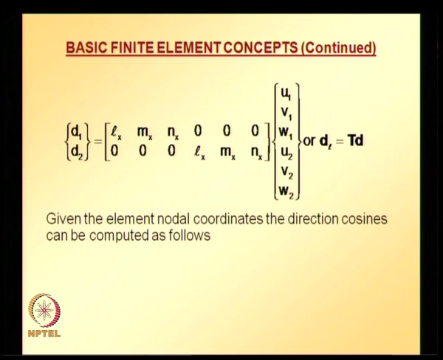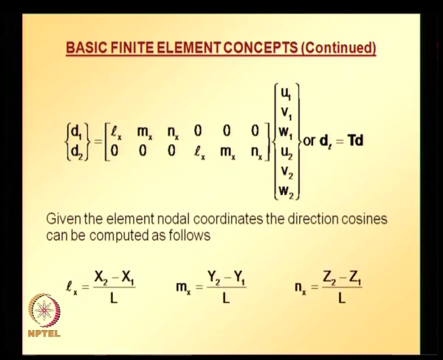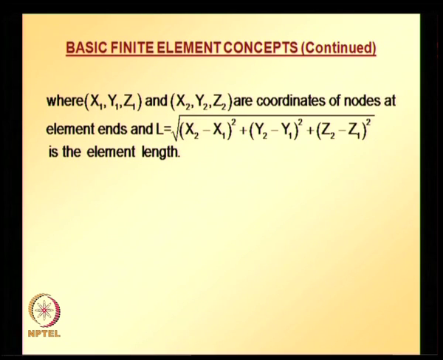Given the element nodal coordinates, the direction cosines can be computed. Once a spatial element is given, once we know the spatial coordinates of the ends of that element, we can calculate Lx, Mx, Nx using these relations, where capital L is nothing but the length of that element. The length of the element can be obtained using the coordinates of the ends of the element using the relation given here.